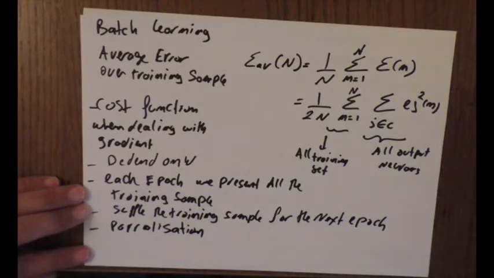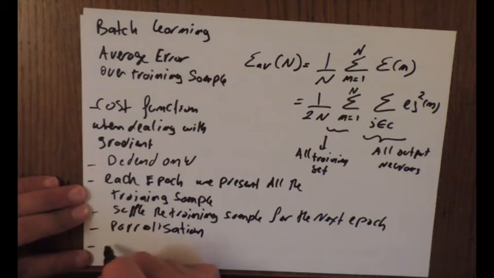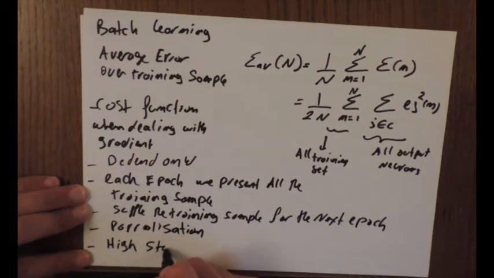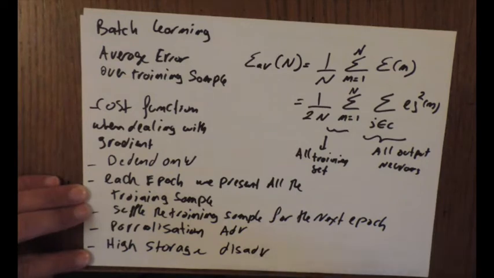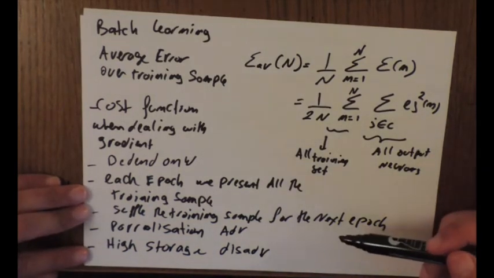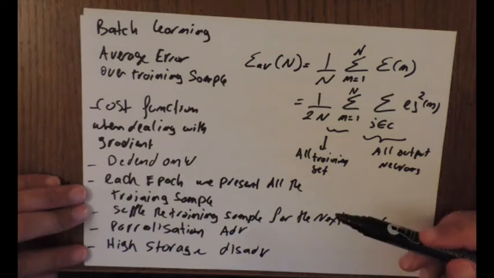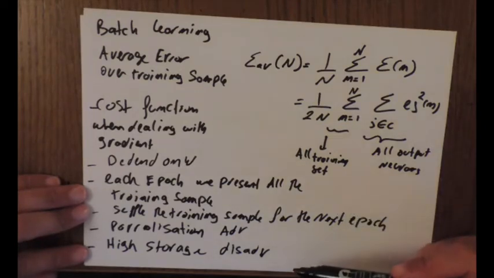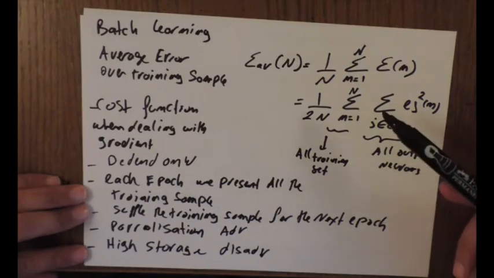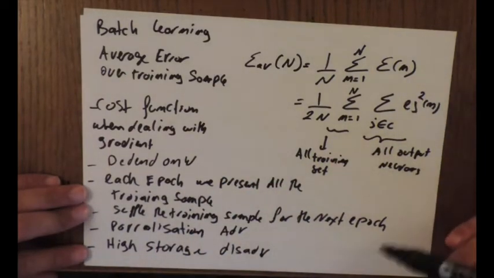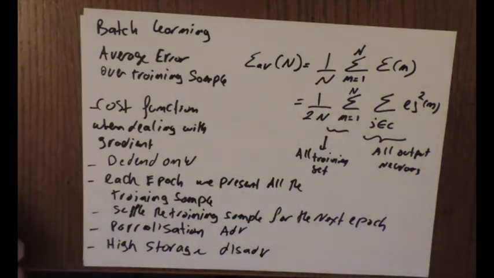However, it requires high storage. So this is the advantage and this is the disadvantage. So why do we use batch learning? It's very good for hardware implementation since it's parallelizable, however it has a high storage demand. Of course, it can be faster since we're not updating every training sample, but we present the whole thing and then we calculate the average error, and we come up with an update for the weights.